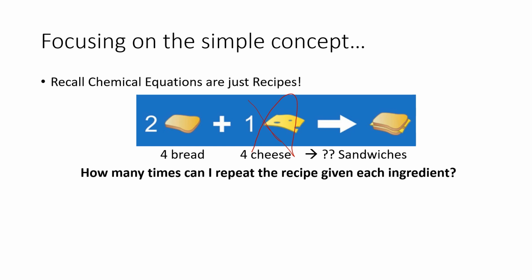And I'm going to ask myself, with 4 bread given to me, how many times can I repeat the recipe? Given that each time I repeat my recipe, I need 2 bread. Well, it will be 2 times because if I'm provided with 4 bread, each recipe calls for 2 bread. It will be 4 divided by 2, and I can repeat the recipe twice.